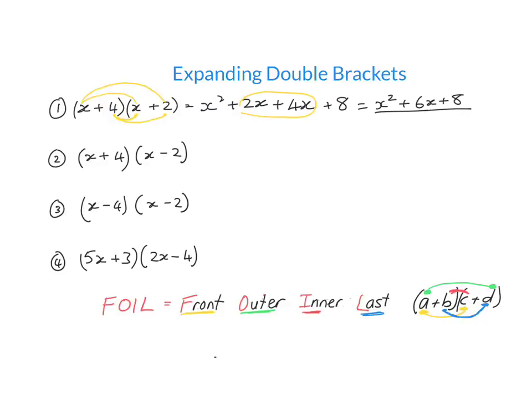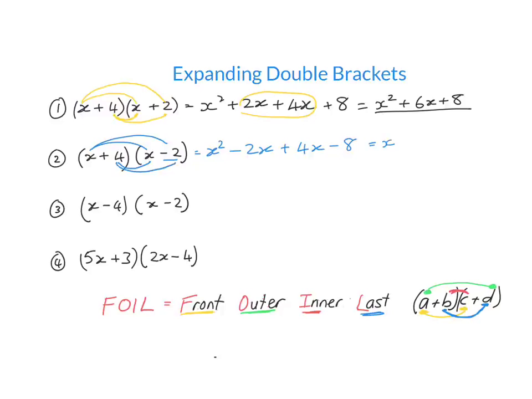Okay, looking at the next one, let's expand this. So expanding, remember, is getting rid of the brackets. This is one bracket multiplied by the other, remember they're next to each other, so one bracket times the other bracket. So every operation I do is going to be multiplying. So I'm going to start with x times x. x times a minus 2 is a minus 2x. Then inside, 4 times x is plus 4x. And last, I've got a positive 4 times a negative 2 is a negative 8.